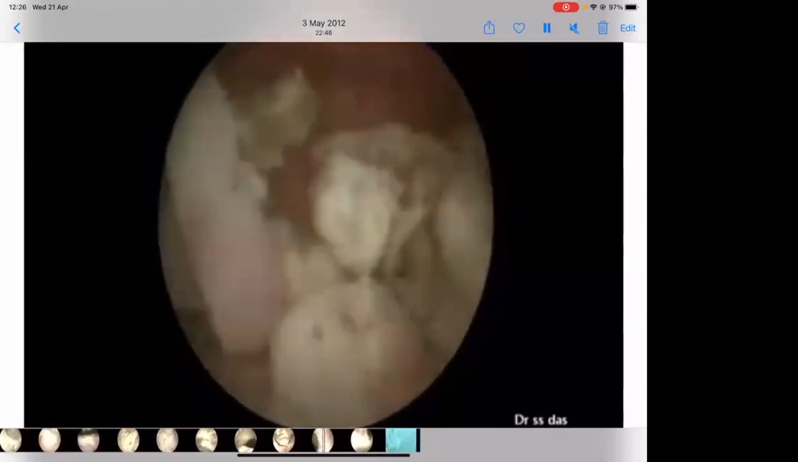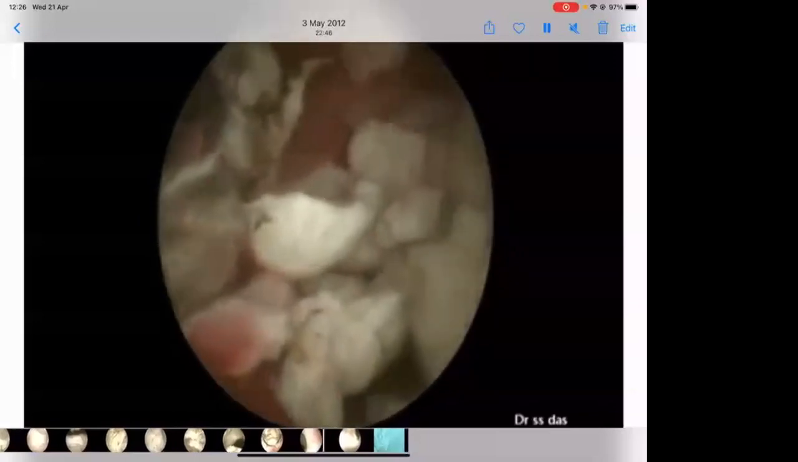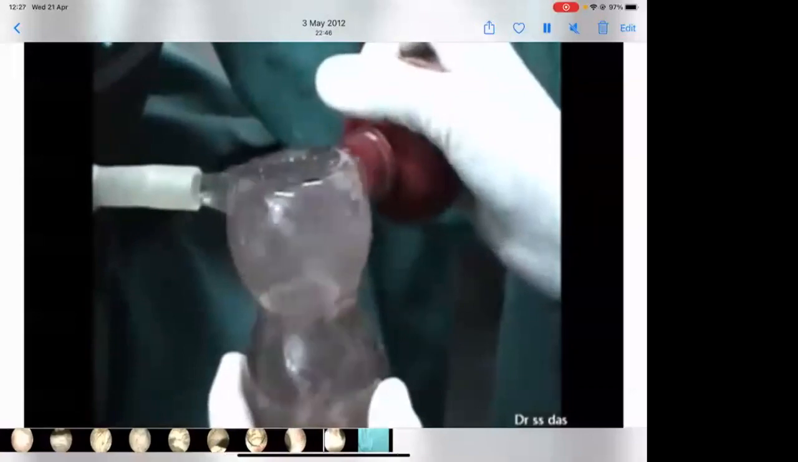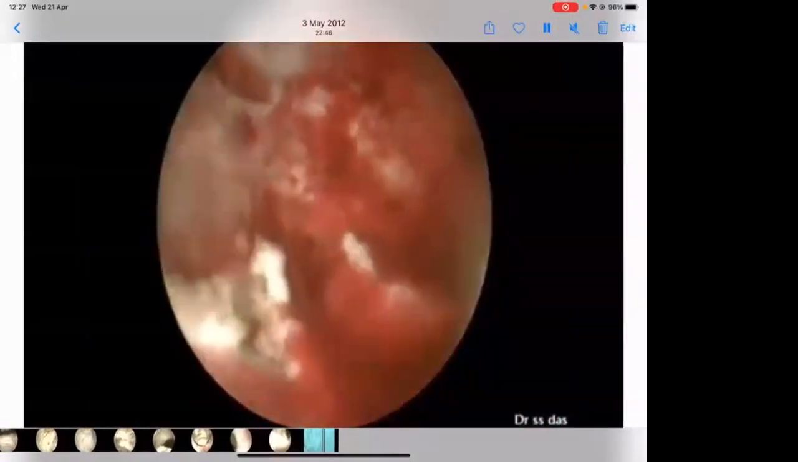So these resected pieces are pushed back into the bladder, and later on they are removed by using the Ellik evacuator. Okay, we can remove that. Later on, see, this is the Ellik evacuator. We are evacuating those chips of prostate, and then later on, once the surgery is completed, we will send these chips to the lab, okay, for histopathology.